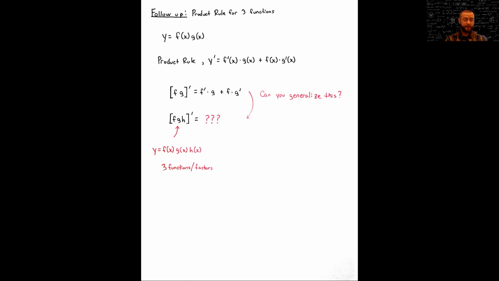All right, now I'll give you a hint. The way the product rule works, take a look at the second version there, is we differentiate only one factor at a time. So the version with two factors, first we differentiate the first factor, f, keep the second factor the same, and then we add to that the first factor times the derivative of the second factor.